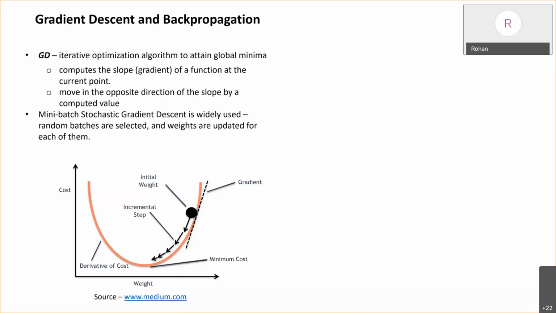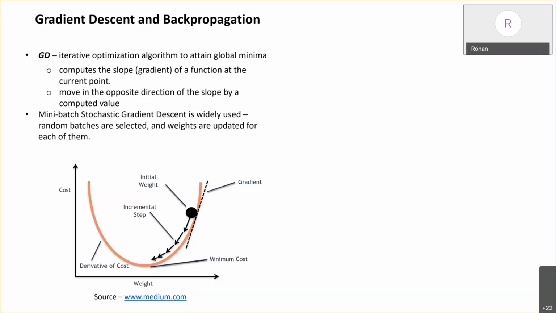So we'll start with gradient descent. It is an iterative optimization algorithm. There are many optimization algorithms out there, and many variants of these gradient descent algorithms have been coming up. But the basis is always these two steps of the gradient descent algorithm. And what do we try to attain with this optimization algorithm? We try to attain the global minimum.